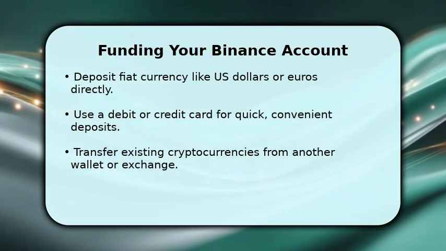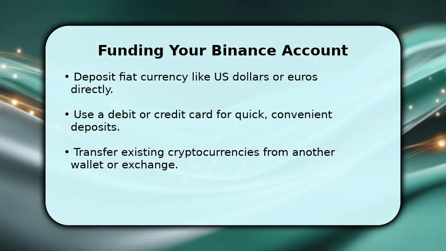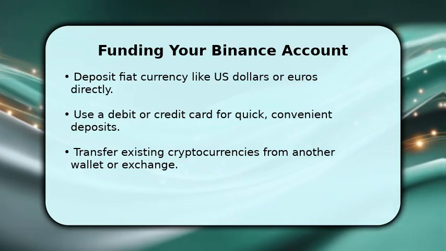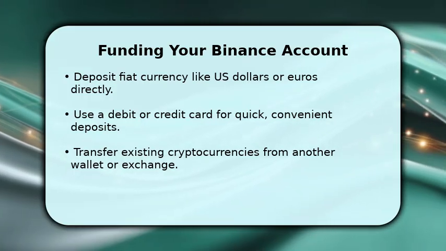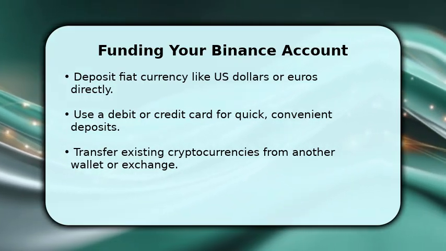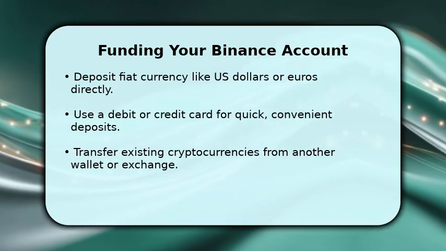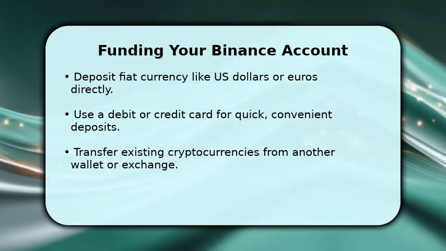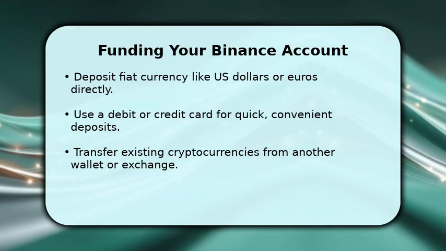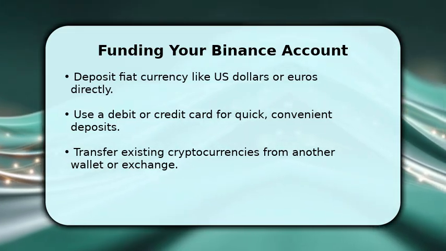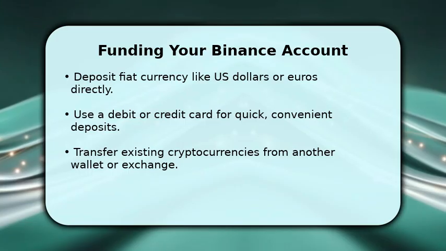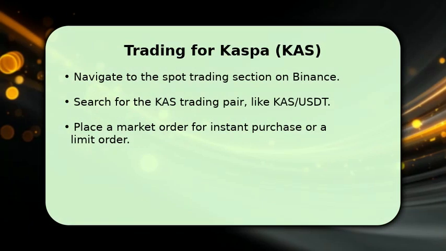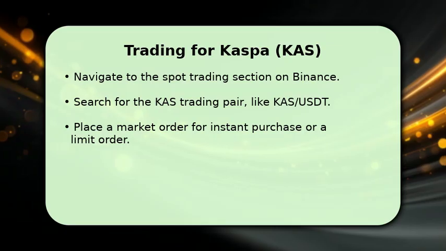Once your account is verified, the next step is to fund it. You have several options here. You can deposit fiat currency, such as US dollars or euros, directly from your bank account. Another popular method is using a debit or credit card for quick and convenient deposits. Alternatively, if you already hold other cryptocurrencies, you can transfer them from an external wallet or another exchange into your Binance account. With funds in your account, you are ready to buy Kaspa.